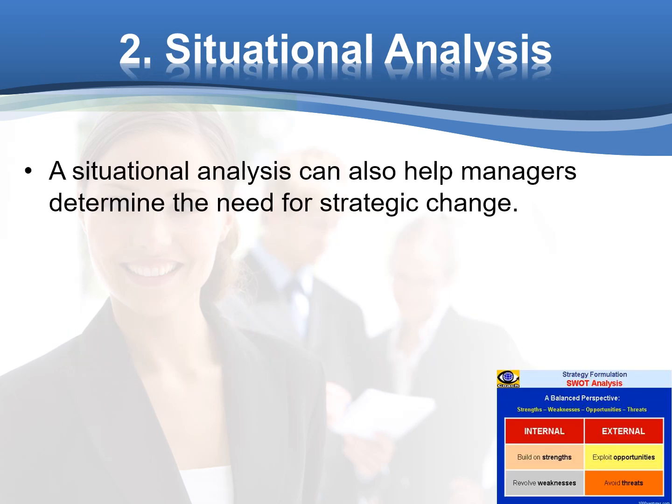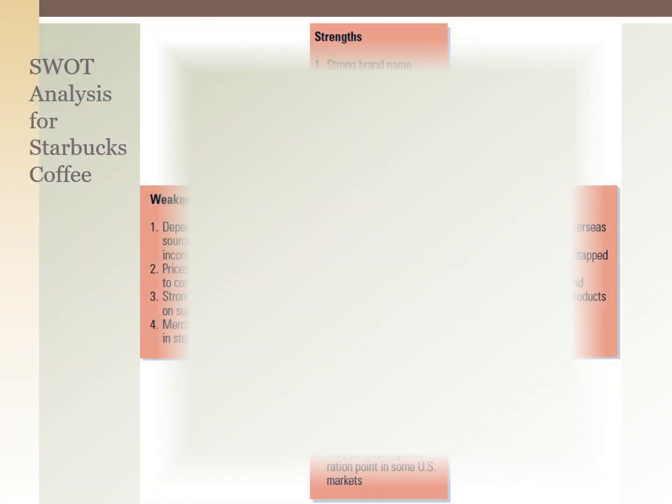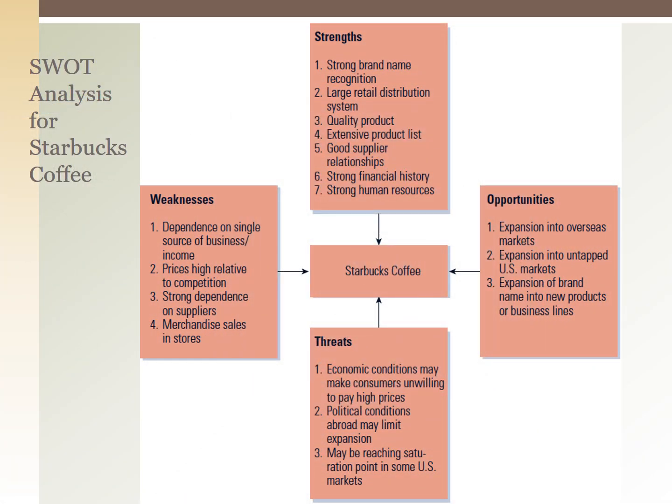A situational analysis can help managers determine the need for strategic change. And in doing so, you do what's called a SWOT analysis. It's an overall assessment of your strengths and weaknesses in the organization's internal environment, and the opportunities and threats that exist in the external environment. Here's an example of a SWOT analysis for Starbucks Coffee. And if you'd like to pause it, you can read these, but they discuss their strengths, weaknesses, opportunities, and threats.